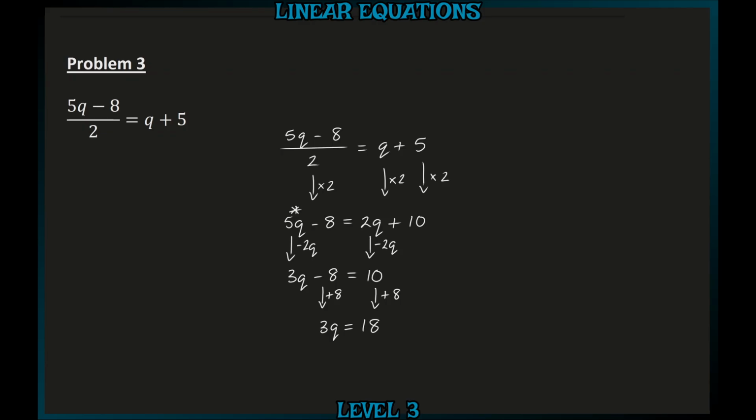Finally, to remove the 3 in front of the q, which is multiplying the q by 3, we divide by 3, and we do exactly the same to 18. And since 18 divided by 3 is 6, we get to our final answer, which is q = 6.